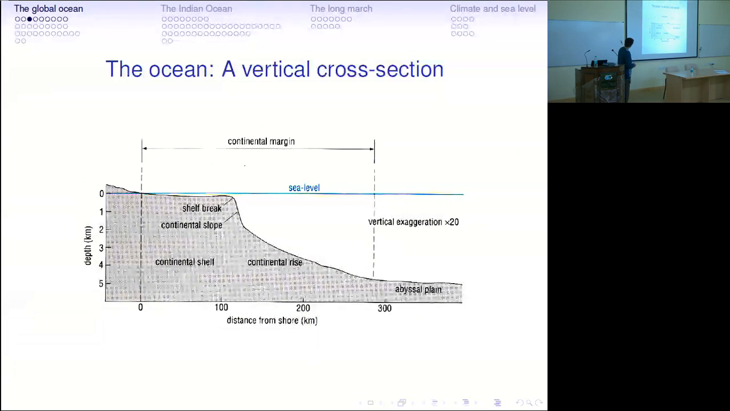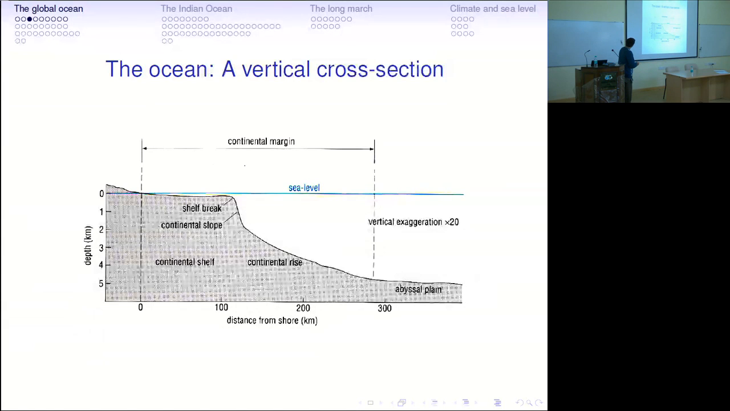This is a vertical cross section of the ocean, but exaggerated and magnified 20 times in the vertical. So you have depth here in kilometers and distance from the shore. So you start from the coast, you go out, and what you find is that the depth changes very gradually.